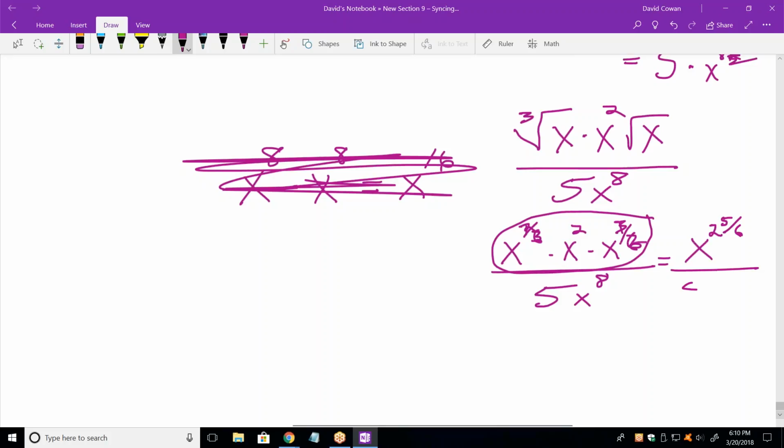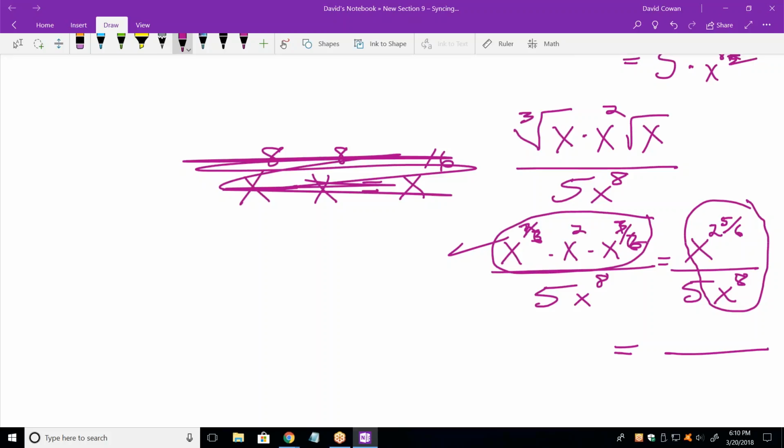Bottom, I got 5x to the 8th. Now, how do you do that? Would you change it to the same fraction? Up here we were multiplying, so we added the exponents. Here, so just subtracting these? So we subtract the exponents. So I end up with, and you can either put it to a negative exponent and then put it in the denominator, but the easier way is to just see that it's going to be x to the 5 1/6 in the denominator, and that's going to leave a 1 in the numerator.